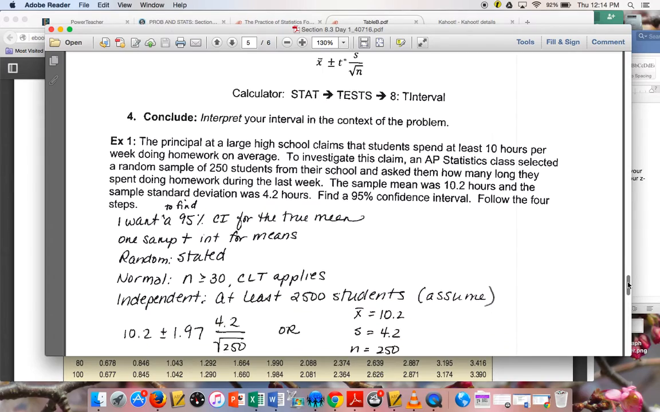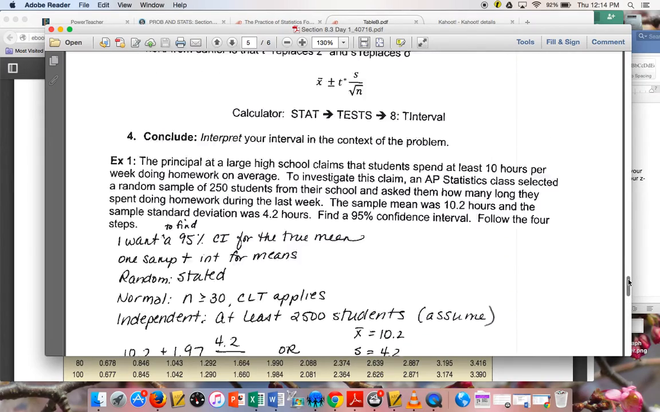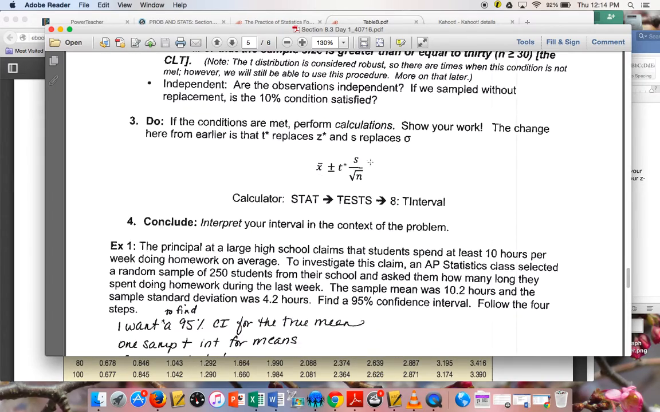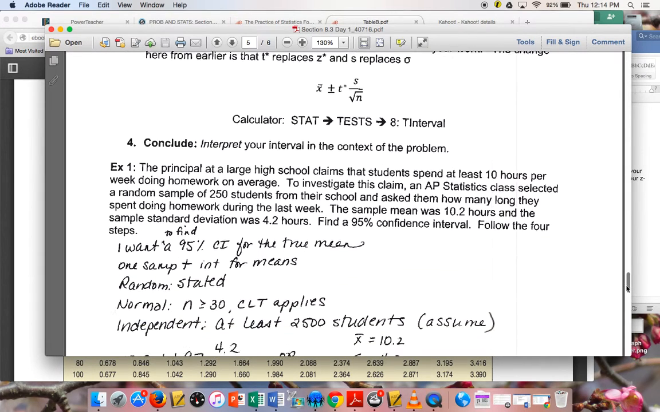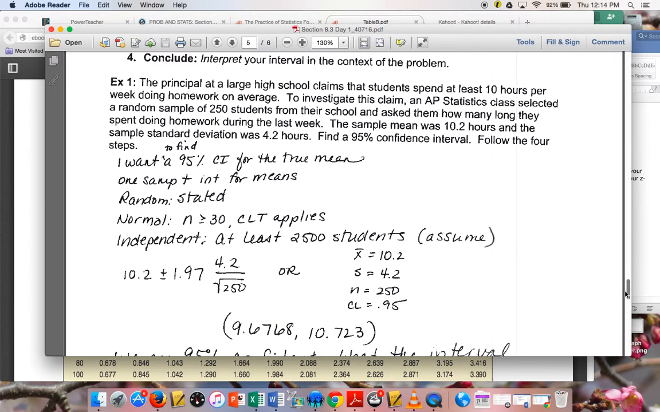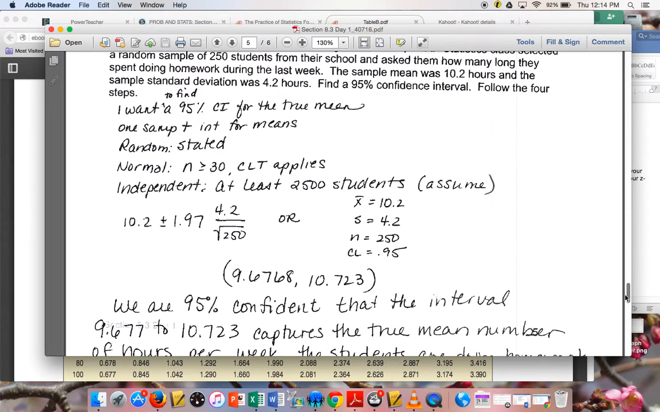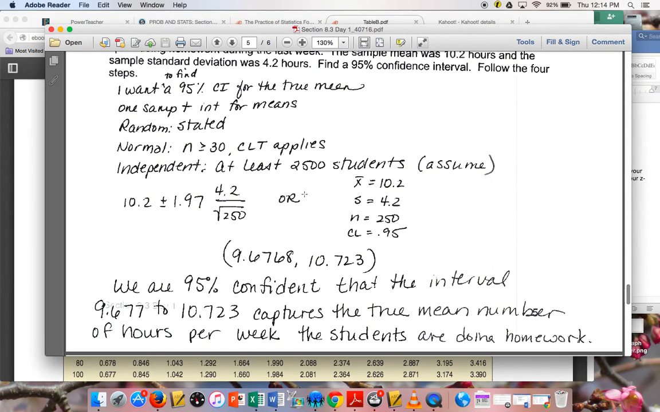So this example right here, I'm using the t-distribution. You can use the calculator. So the formula, still the statistic, which is x bar, plus or minus the critical value times the standard deviation over the square root of n. You can use the t-interval there. Your conclusion's still the same. So this one right here, you can go through this one. Everything looks pretty normal. You can pause the video here if you need to.